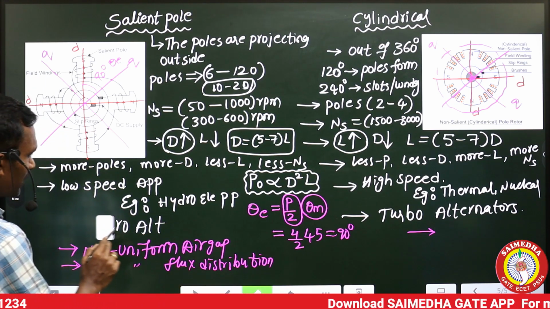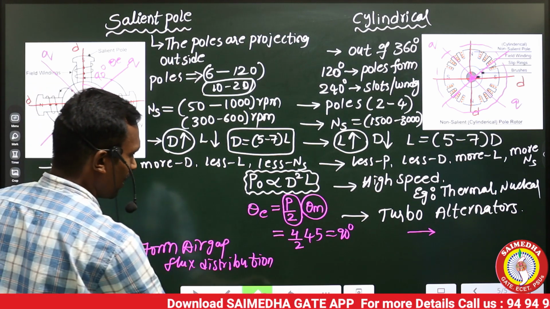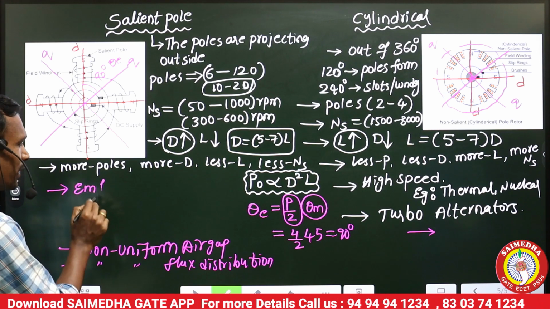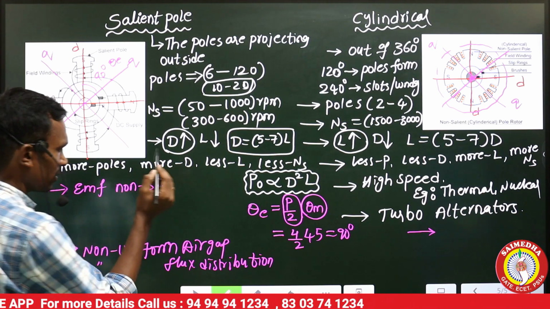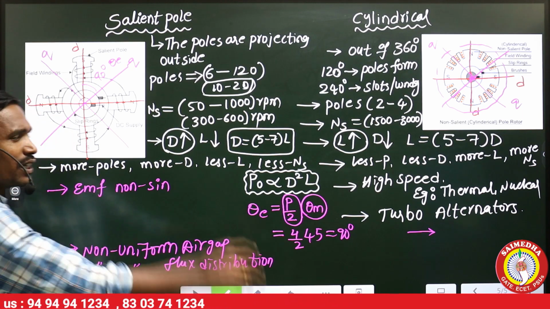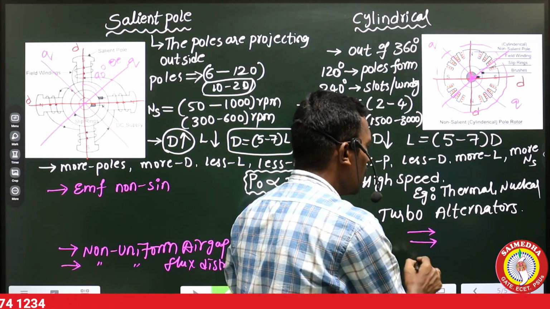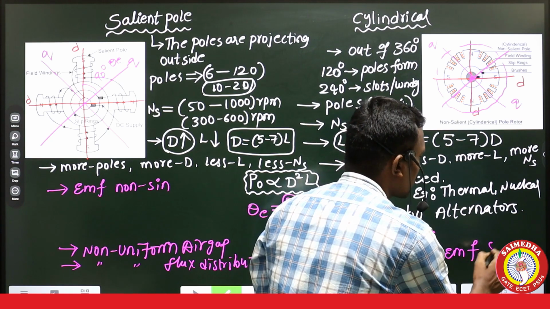When the flux distribution is non-uniform, then simply the EMF is non-sinusoidal. Here the EMF is non-sinusoidal. Non-uniform air gap, non-uniform flux distribution, then EMF non-sinusoidal. Uniform air gap, uniform flux distribution, then EMF sinusoidal.